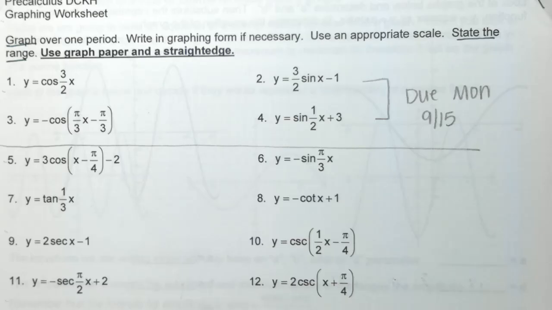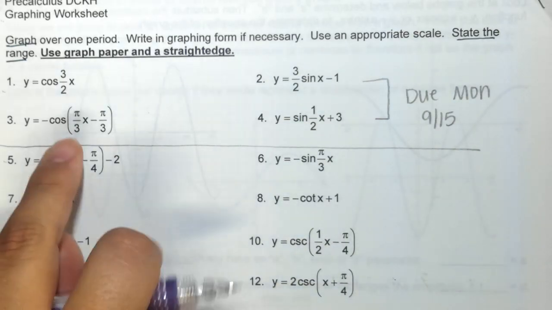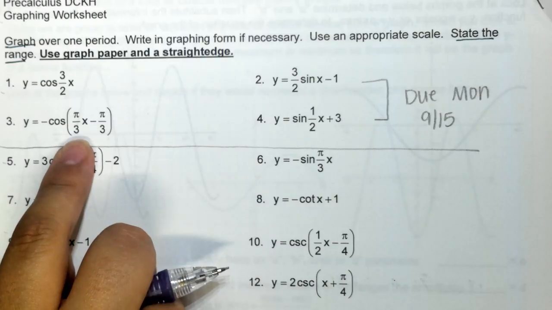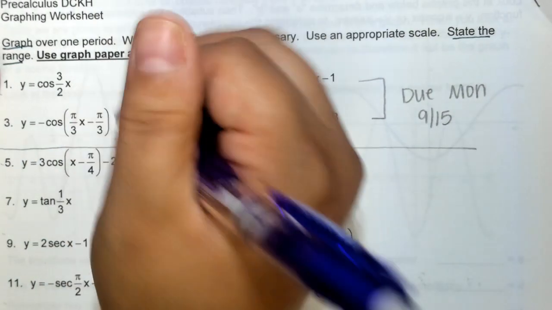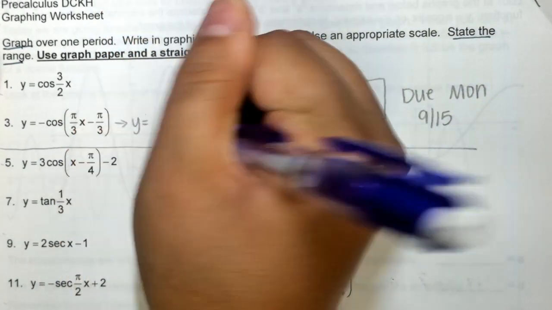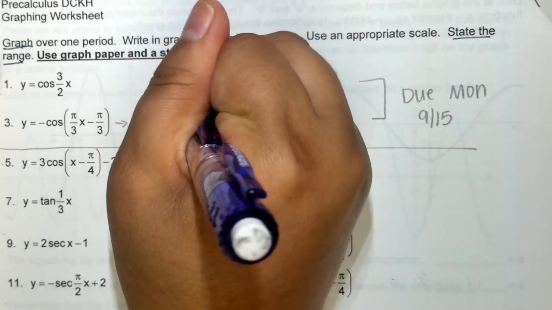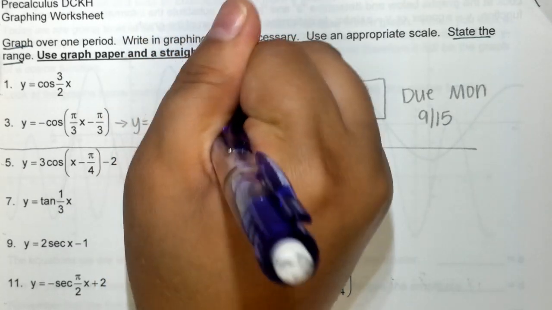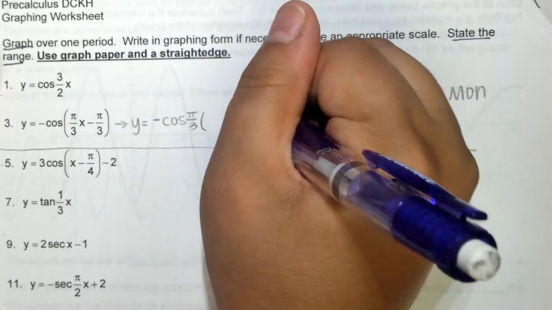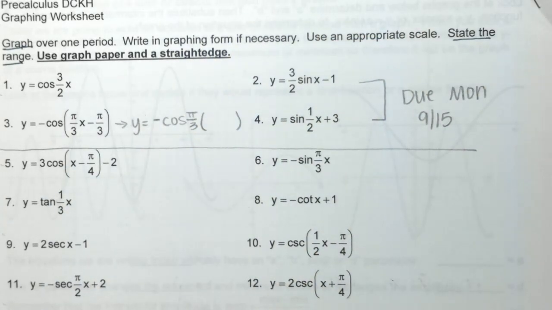I'm going to give you a couple hints. Hint number 1. Look at number 3. Is that in graphing form? No. So for number 3, you are going to need to factor out a pi over 3 and get the rest of your equation. I'm not going to do it for you, but that's just a hint.